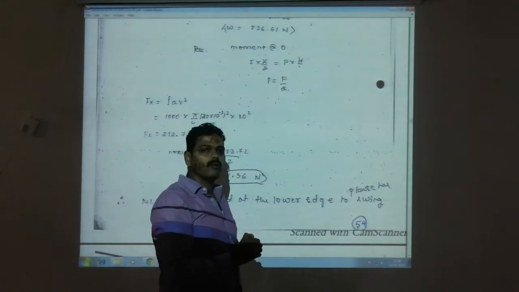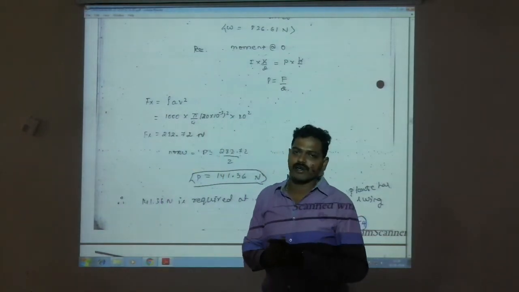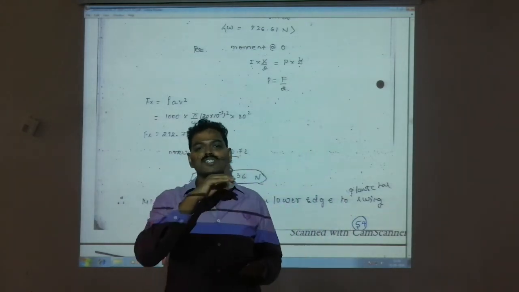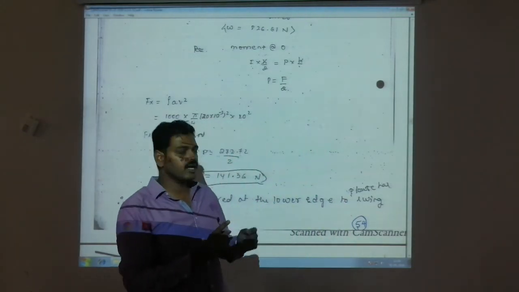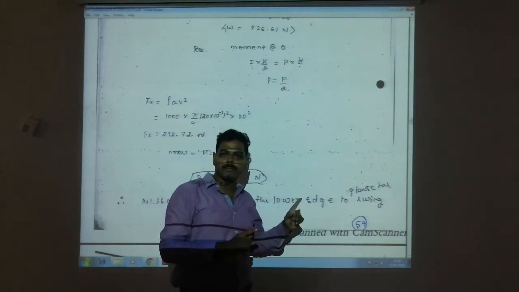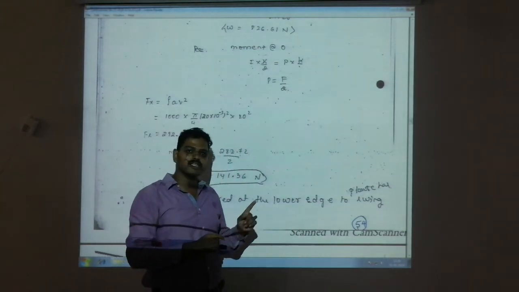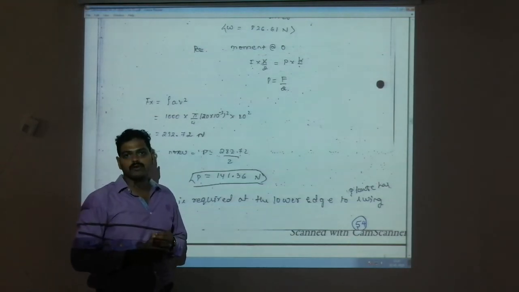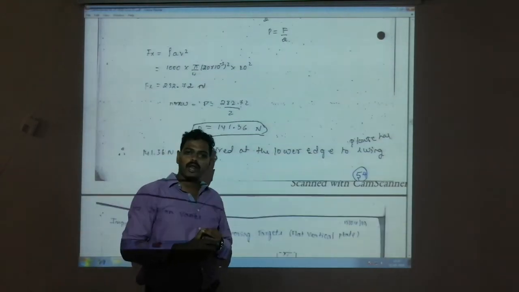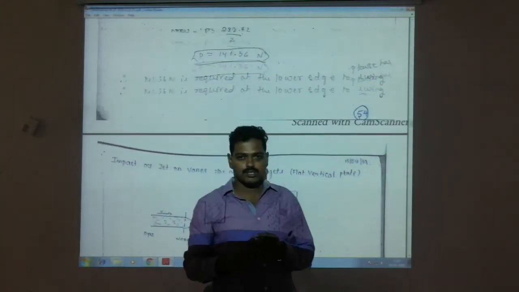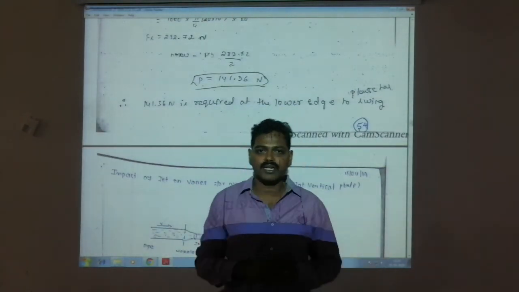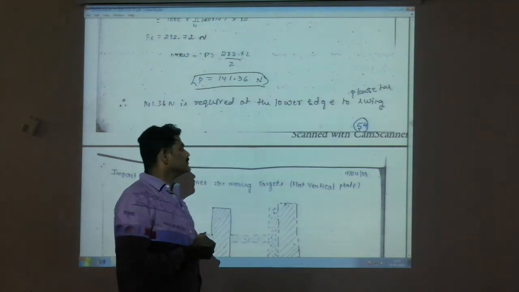It is nothing but the plate has been tilted by 20 degrees. Instead of that, if it has to be maintained in vertical position, then the force required at the bottom end of the plate to maintain equilibrium with respect to the vertical direction is P equal to 141.36 Newton. That means if a force of 141.36 Newton acts at the bottom end of the plate, it can be maintained in equilibrium condition.